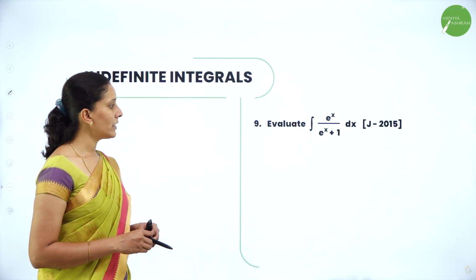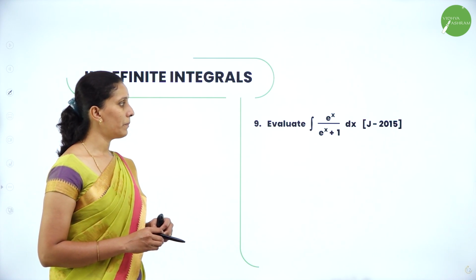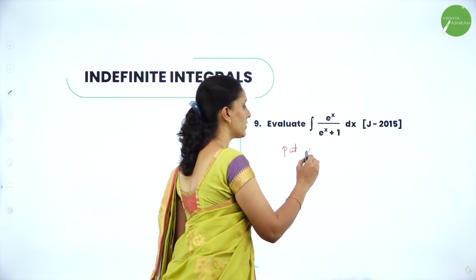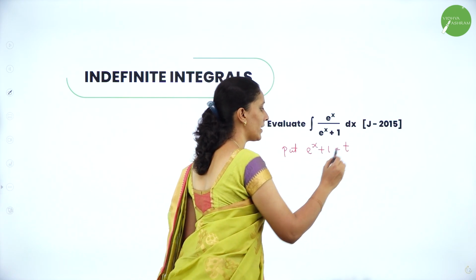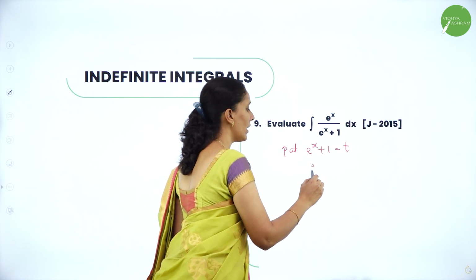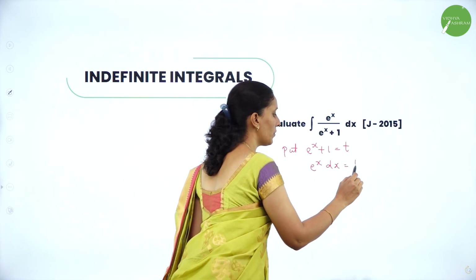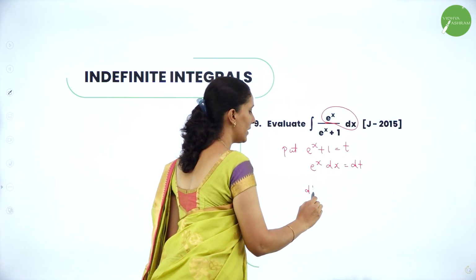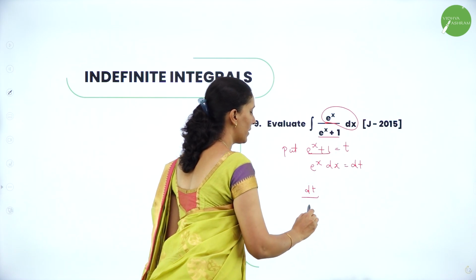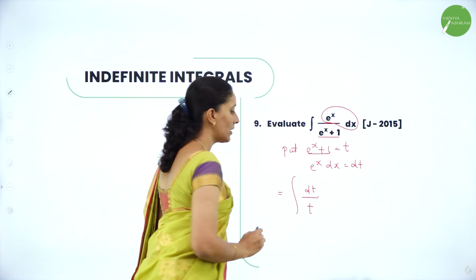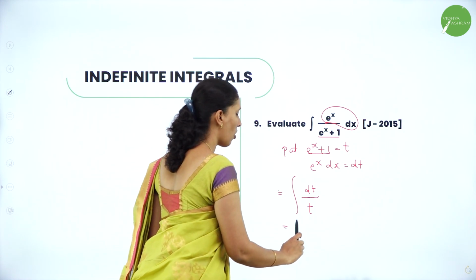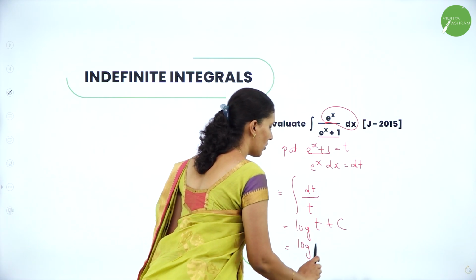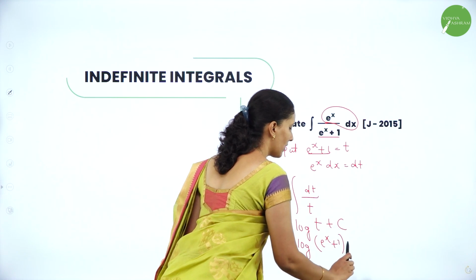Next we have evaluate integral of e power x divided by e power x plus 1. So here we can use the substitution method. Let's put the denominator e power x plus 1 is equal to t. Let us differentiate it. So here we will get e power x dx is equal to dt. Now e power x into dx can be replaced as dt and e power x plus 1 can be written as t. So now we have integral of dt over t which can be written as log t plus c. So t can be replaced again. So we will get log of e power x plus 1 plus c.